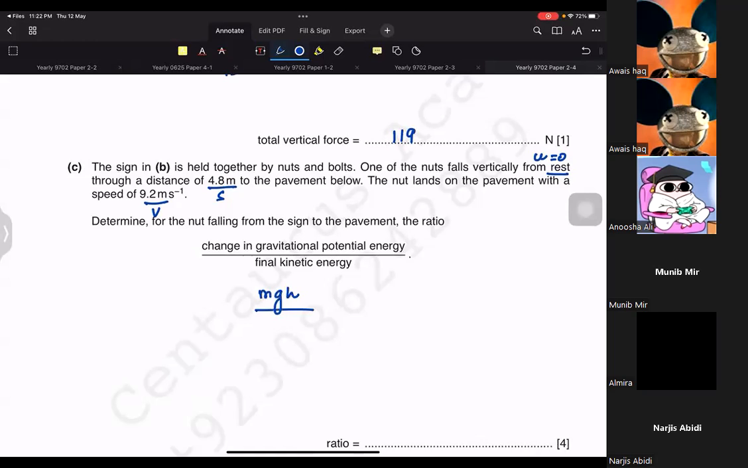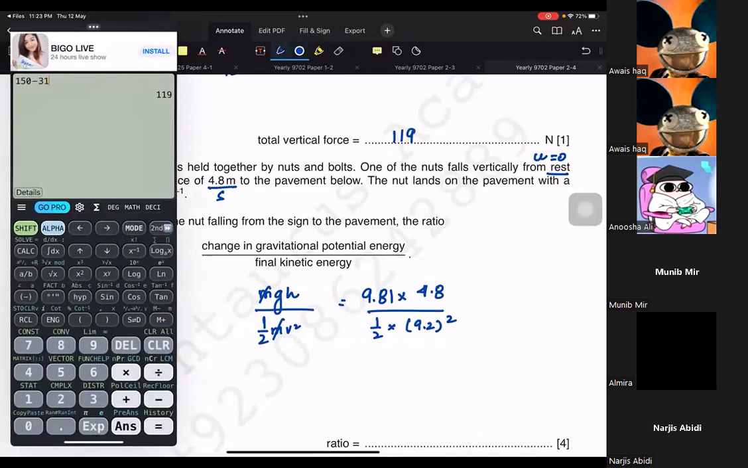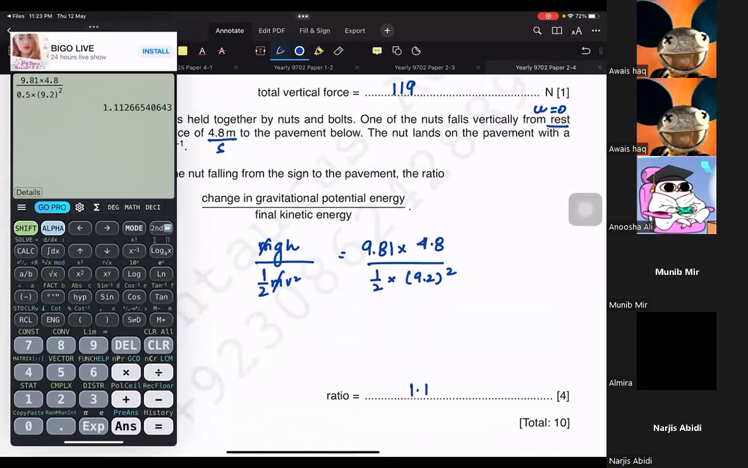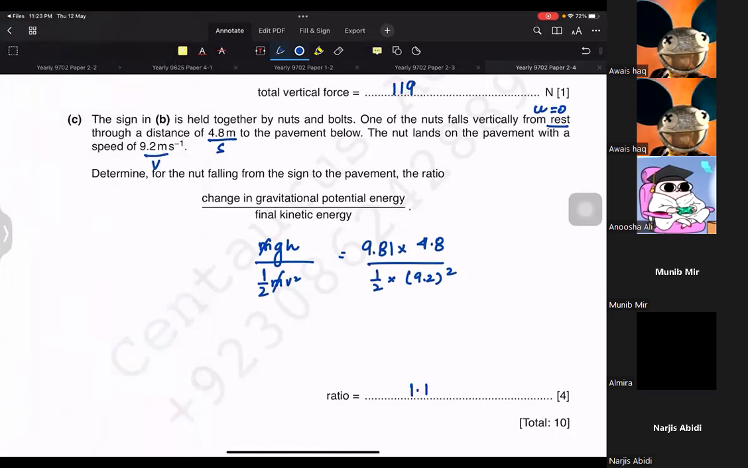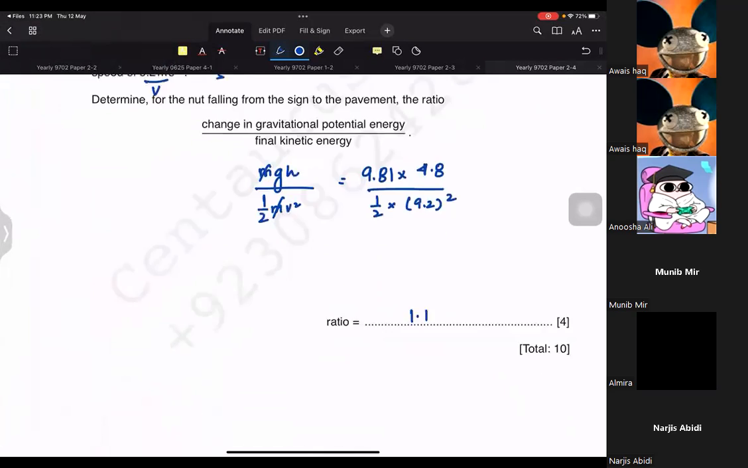So we're going to write this, and then we're going to write this, and then we will cancel this out. And then I'm going to write 9.81. Then I'm going to write the distance, and then I'm going to write half and the velocity, which is the final one, squared. Now let's do this. 0.5 times 9.2 whole squared. So that is 1.1. Any questions, please let me know.